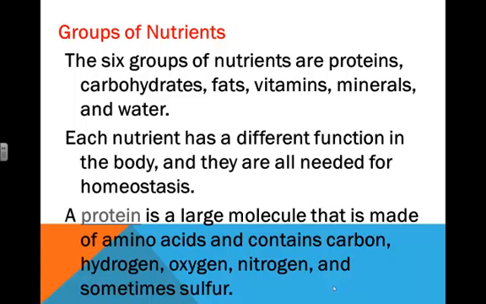Proteins. We've learned a little bit about proteins. Remember, the building block of a protein is amino acids. So protein is a large molecule that's made up of amino acids. Now, what are amino acids made up of? They're made of carbon, hydrogen, oxygen, nitrogen, and sometimes sulfur.